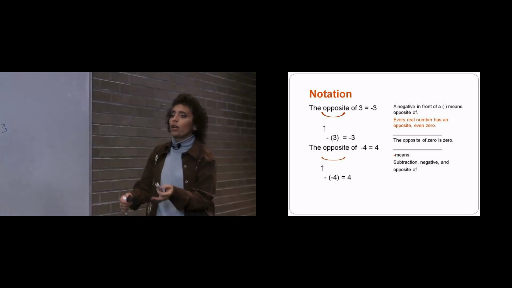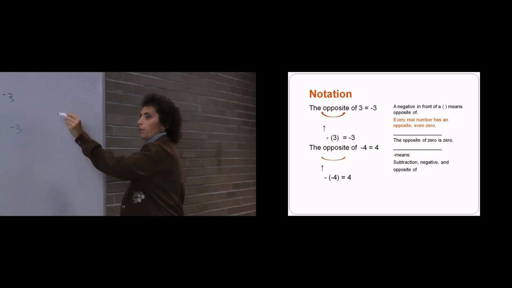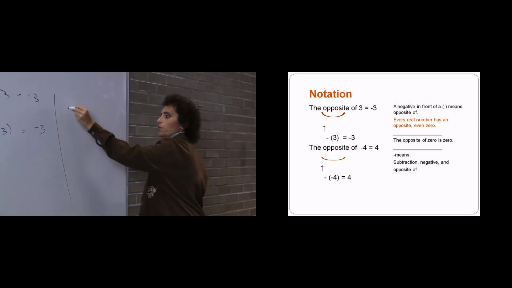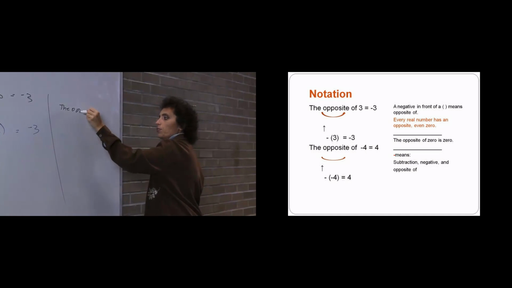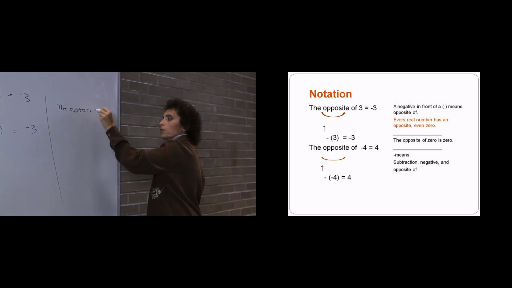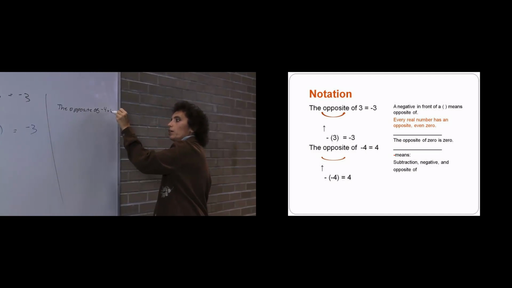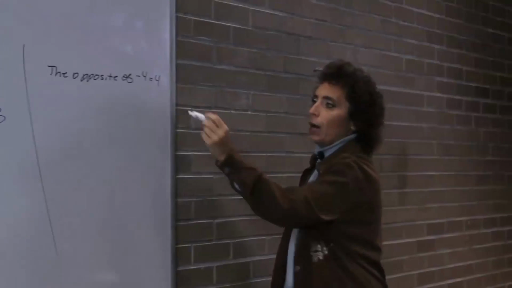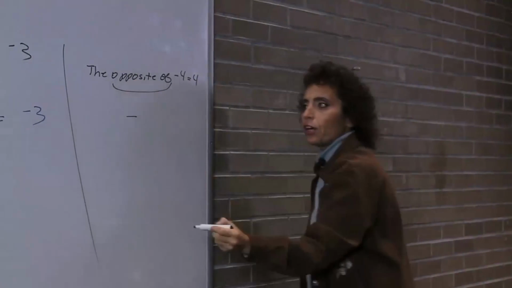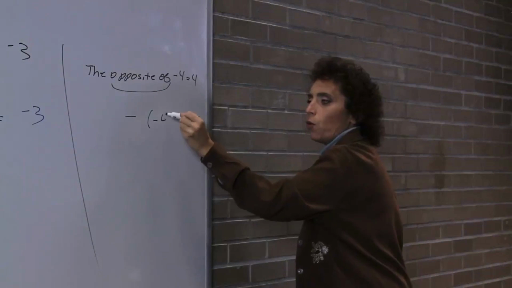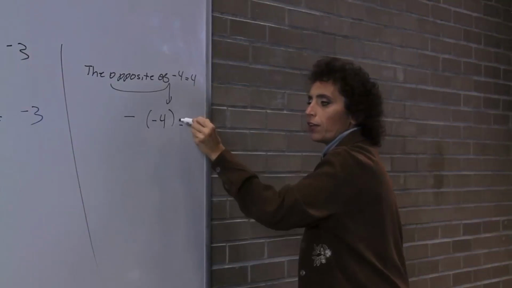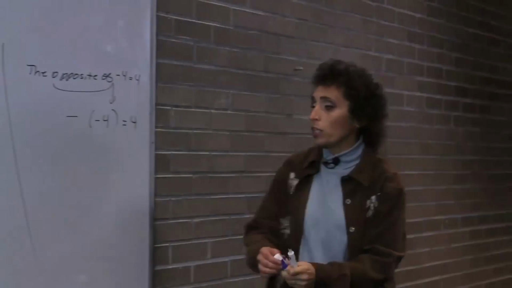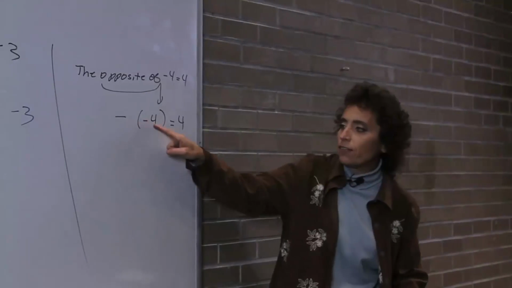Now let's look at the opposite of negative 4. The opposite of negative 4 is 4. Okay. The "opposite of" tells me negative sign of negative 4. There's your negative 4. They're telling me this is 4, which we know. So the opposite of negative 4 equals 4.